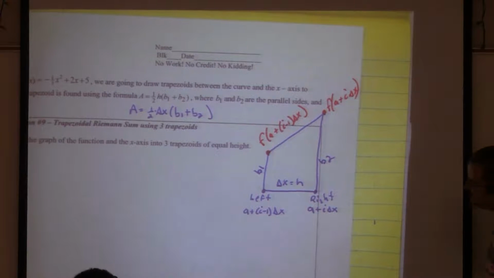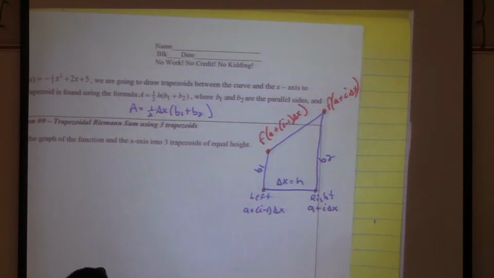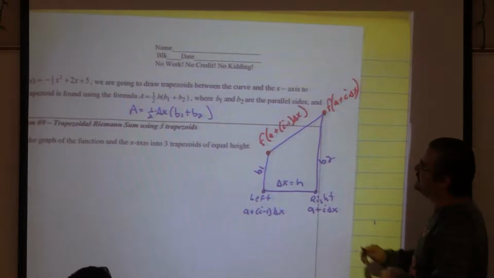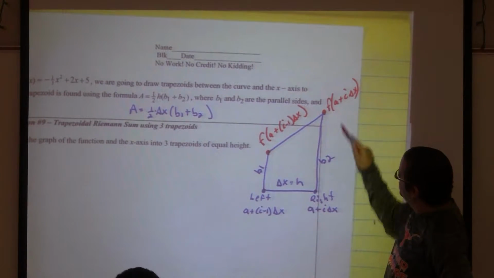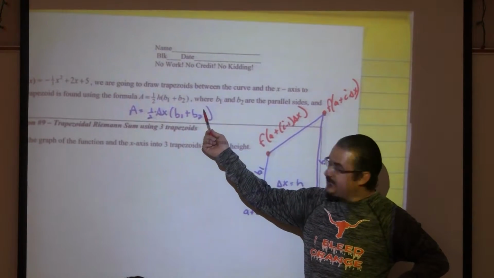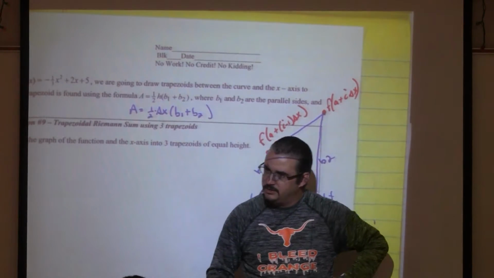Make sense? Yeah? So if I wanted to find the area of this trapezoid, I would need this formula right here, which is base 1, right? Plus this right here, which is base 2, times delta x, and then all of that divided by 2.